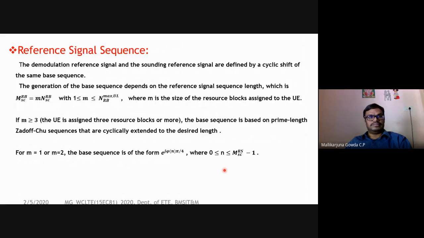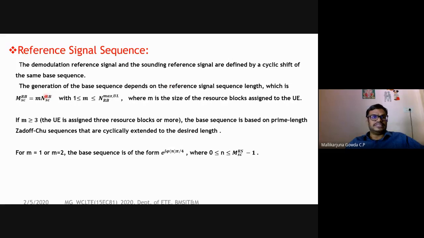So let me take up the reference signal sequence. The demodulation reference signal and the sounding reference signal are the two reference signals in the uplink. They are defined by the cyclic shift of the same base sequence. The generation of the base sequence depends on the reference signal sequence length.